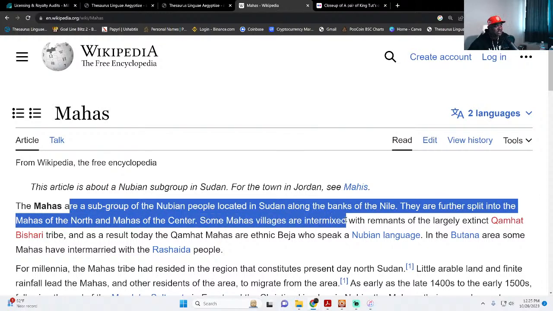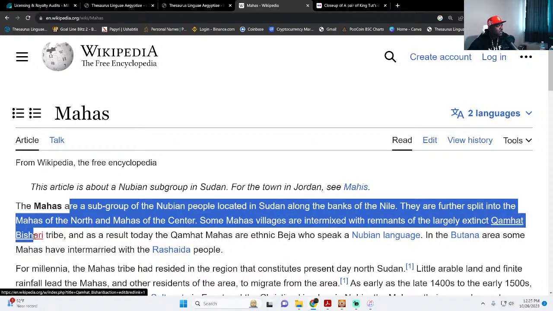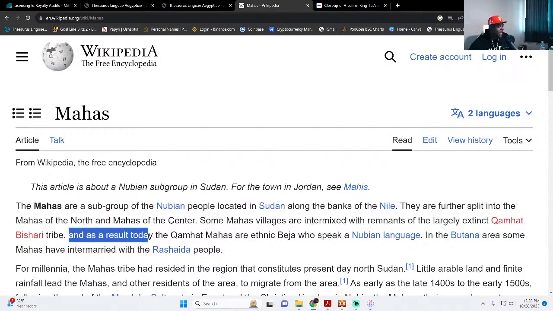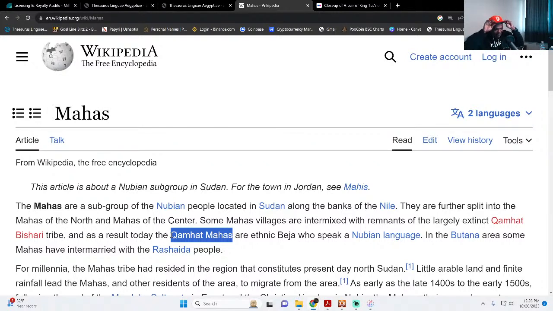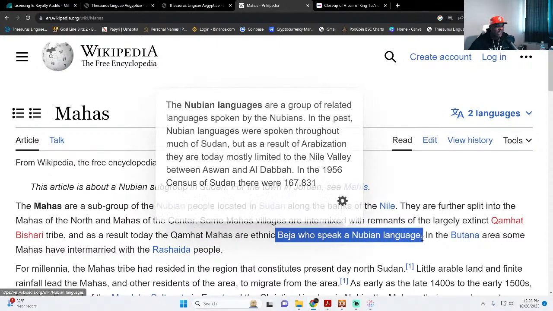They are further split into two, Mahas of the north and Mahas of the center. Some Mahas villages are intermixed with remnants of the largely extant Qawmat Bashari tribe, which they say is the Bisharin. Well, some say that if I click this, they're going to link them to the Beja. So it's like Bishari. And as a result today, the Qamhat Mahas, the same way they said it in ancient times. They put the Mahas at the end the same way they put Nehes after people of the south, are ethnically Beja, like I told you, who speak a Nubian language.